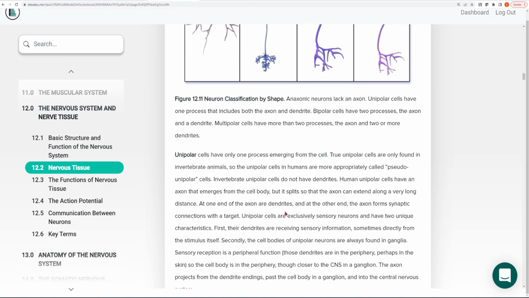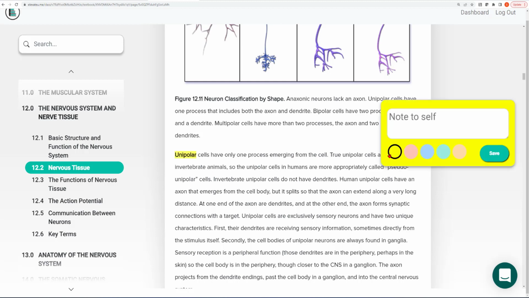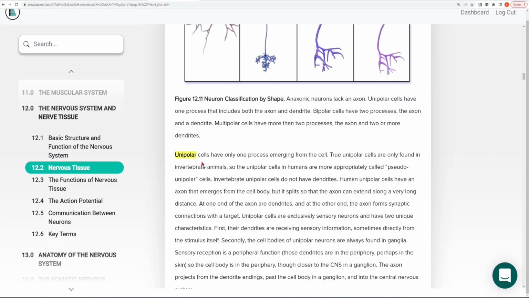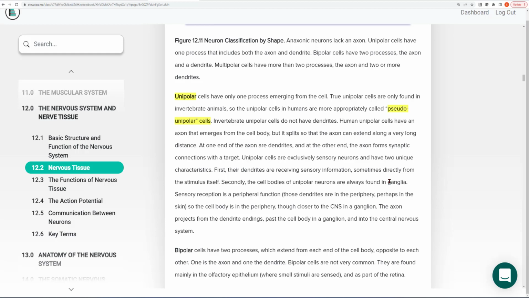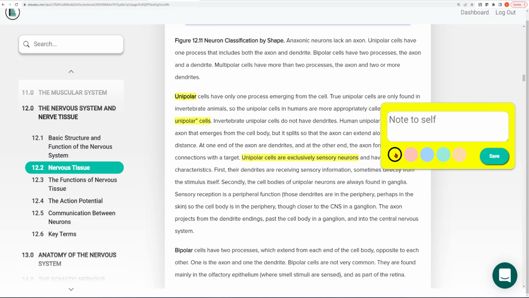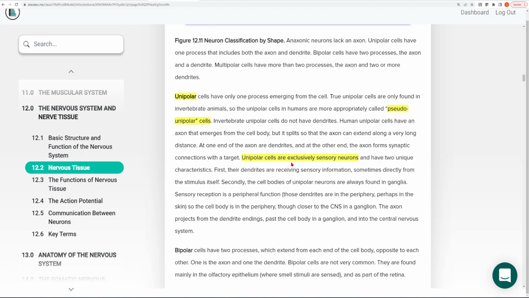Let's just make sure that I say this and circle this. So unipolar, these are oftentimes called pseudo-unipolar. And these for us this semester are going to be our sensory neurons. Unipolar cells or unipolar neurons are exclusively sensory neurons. Sensory neurons. Okay, so that'll be our thing to remember for now.